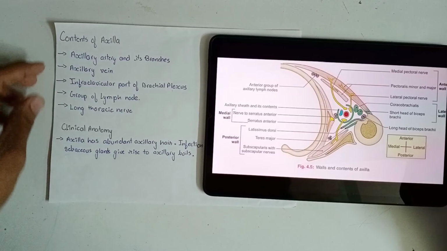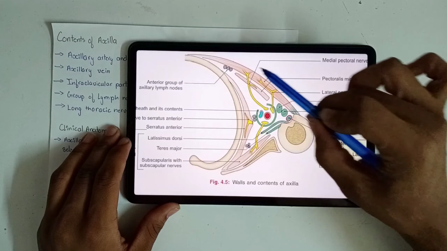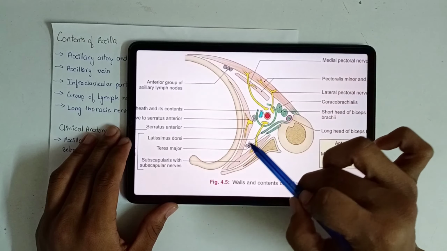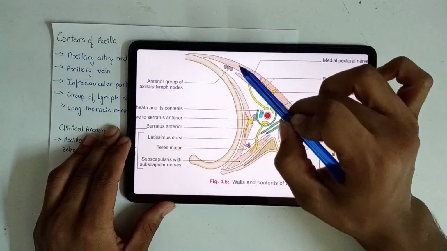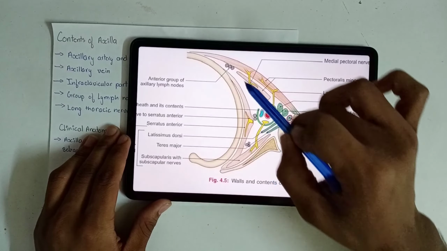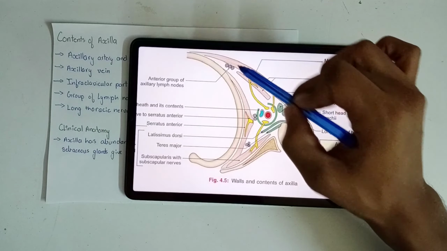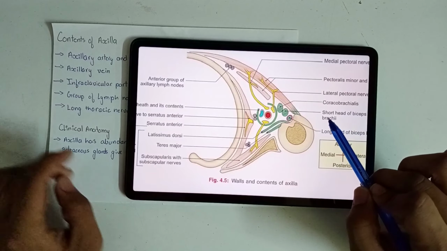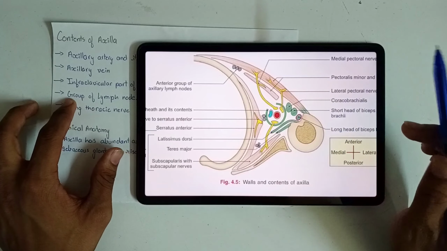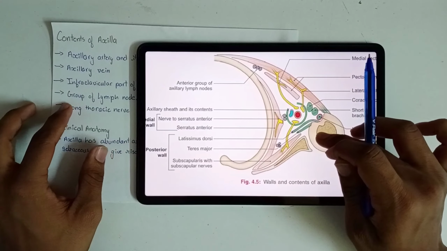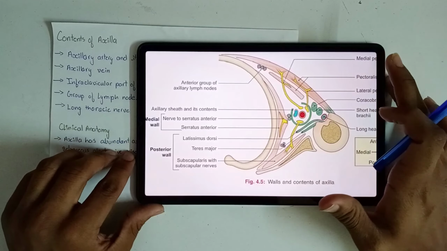I hope you understand this. This is our axillary artery, axillary vein, axillary group of lymph nodes, these 3. Originally there are 5 groups of lymph nodes, but here only 3 are depicted. Then the infraclavicular part of the brachial plexus and the long thoracic nerve.